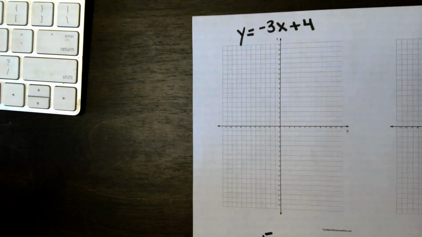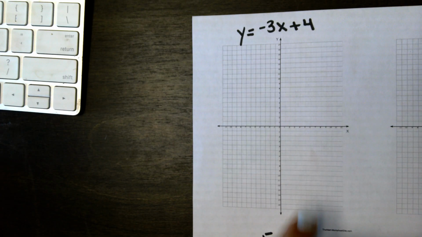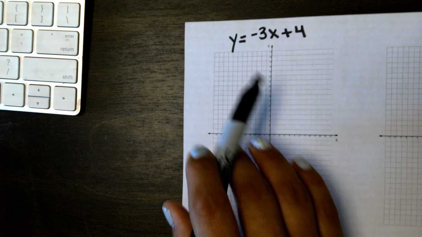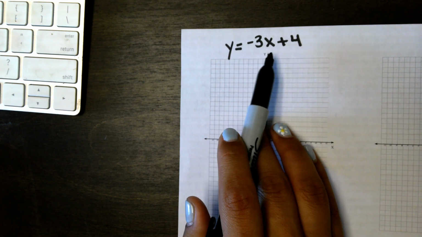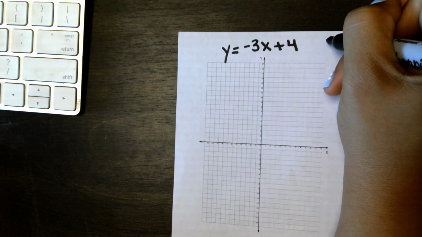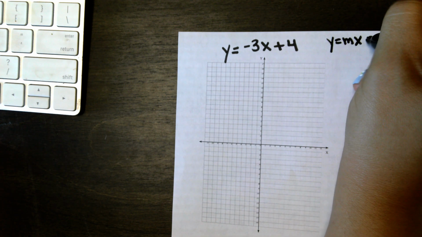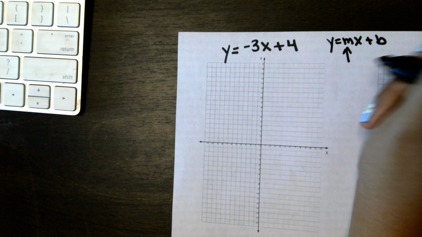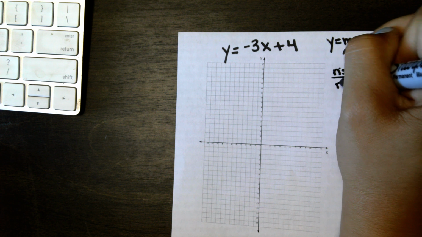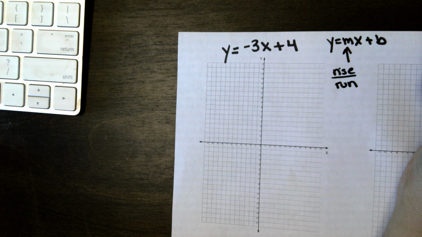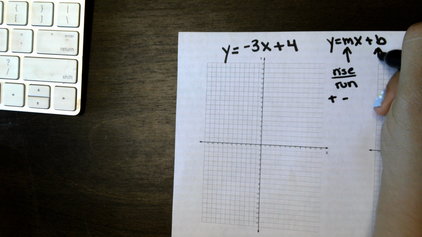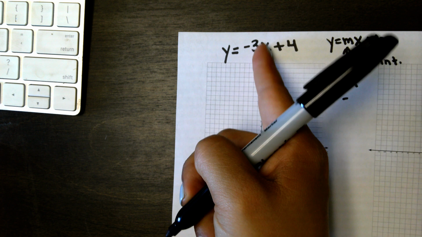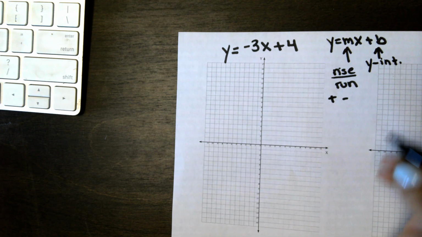All right, we are going to learn how to graph equations on our Cartesian coordinate system. So you recall that these are in slope-intercept form, which is the form y equals mx plus b. M represents the slope, or the rise over run. So that's how steep your line is going to be. It could also be positive or negative. And then we have our y-intercept, and this represents where your line will cross the y-axis. It could also be positive or negative.